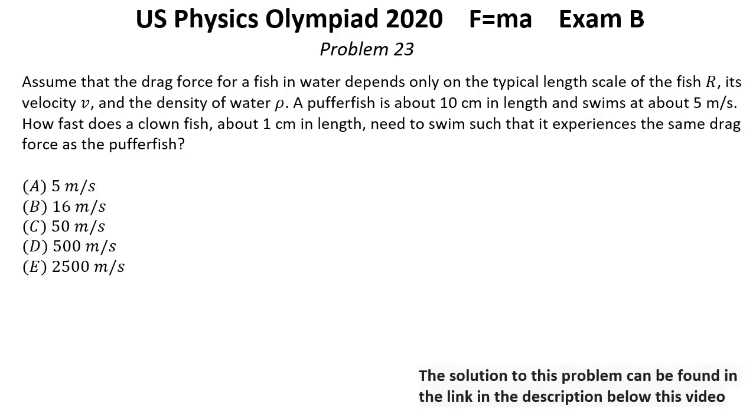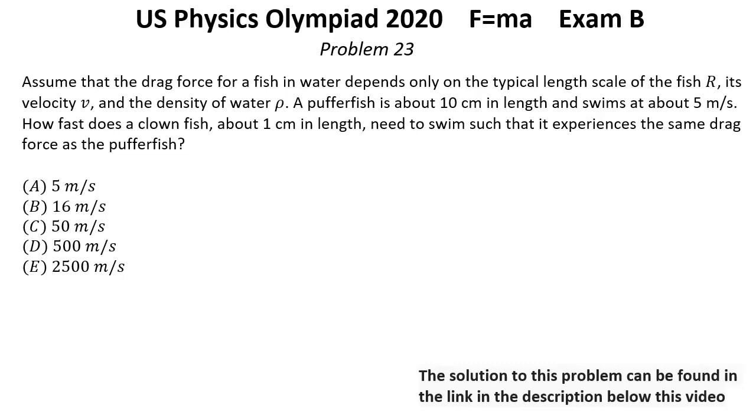Problem number 23. Assume that the drag force for a fish in water depends only on the typical length scale of the fish r, its velocity v, and the density of water ρ. A puffer fish is about 10 centimeters in length and swims at about 5 meters per second. How fast does a clownfish about 1 centimeter in length need to swim such that it experiences the same drag force as the puffer fish? Solution for problem number 23.